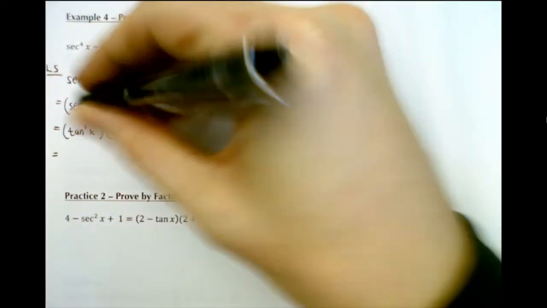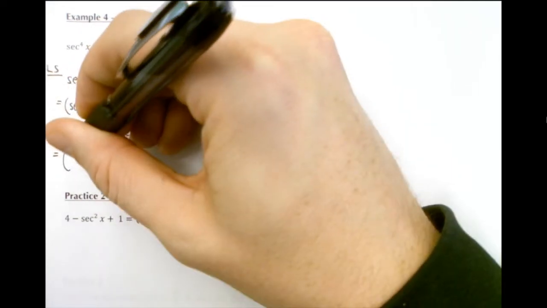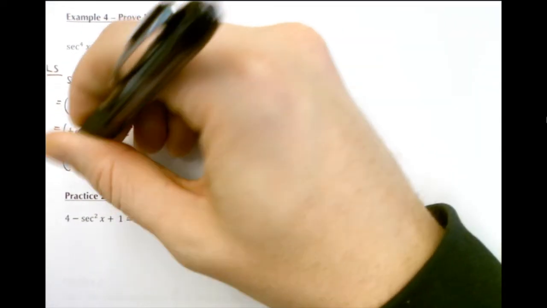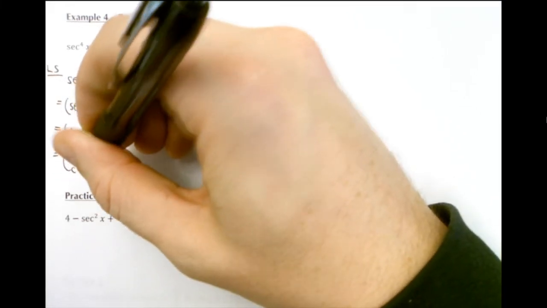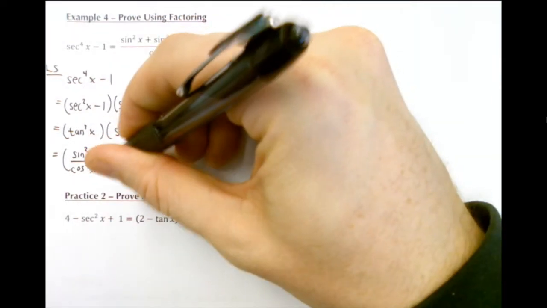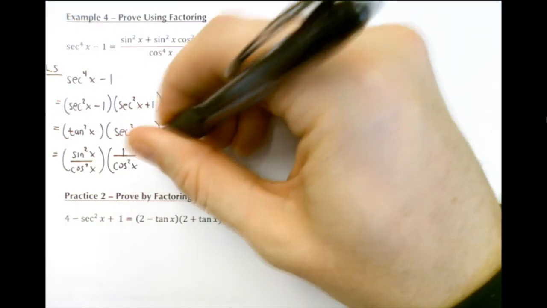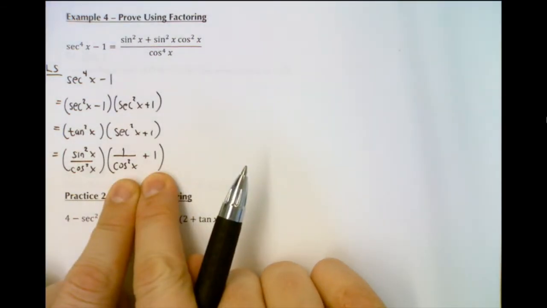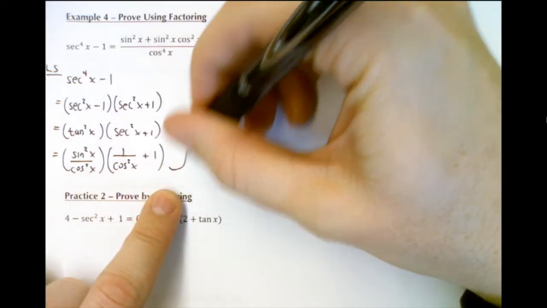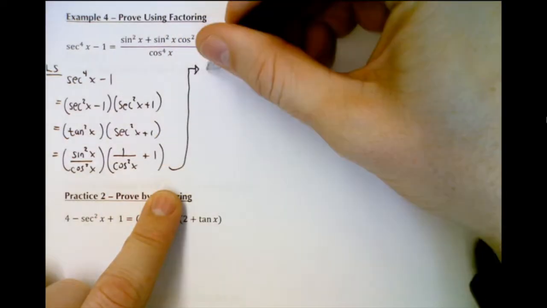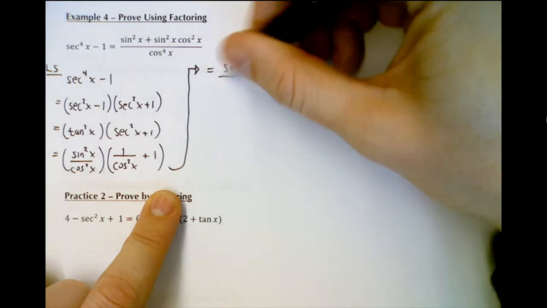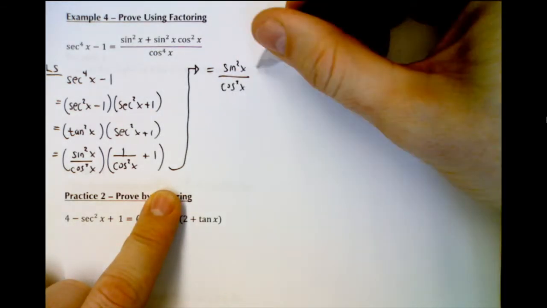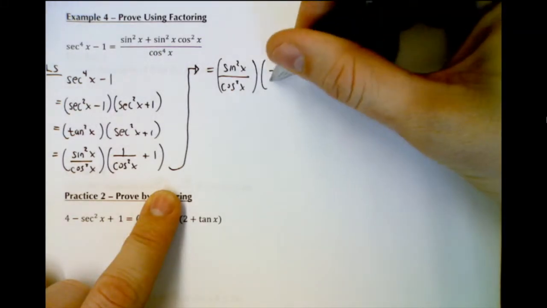So tan squared x, tan is just sine over cos, so tan squared x would be sine squared x over cos squared x. Secant is 1 over cos, so secant squared x would be 1 over cos squared x, and then we have plus 1. If we want to put these terms together, we have to create a common denominator. You can write sine squared x over cos squared x, and 1 over cos squared x.